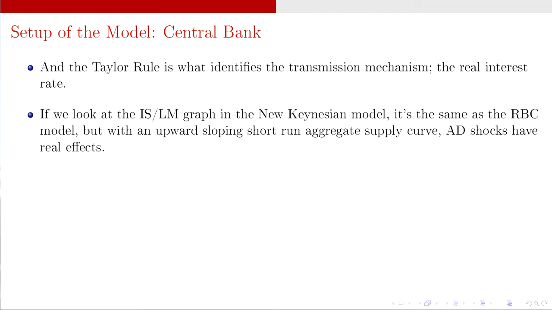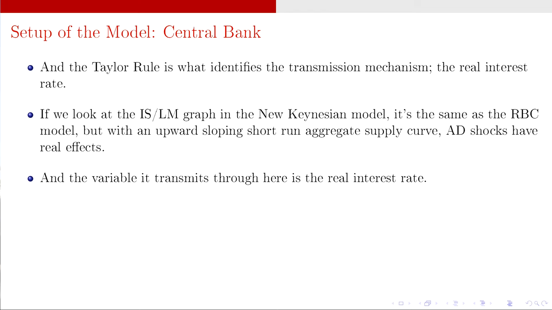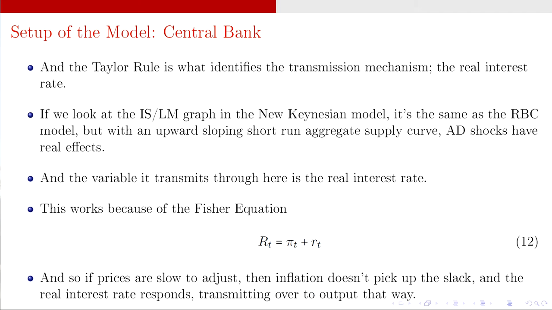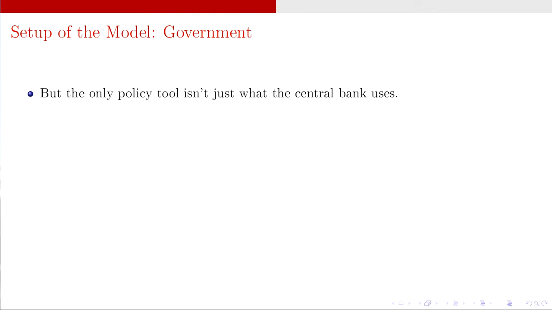If we looked at that ISLM graph in the new Keynesian model, it's the same as the real business cycle model, but it has an upward sloping short-run aggregate supply curve, so aggregate demand shocks have real effects. The variable it transmits through is the real interest rate, which was the vertical axis in that ISLM graph that sat directly above the aggregate demand, aggregate supply framework, which, again, works off of the Fisher equation. So if prices are slow to adjust and inflation doesn't pick up the slack, the real interest rate responds, transmitting to output via the real interest rate.